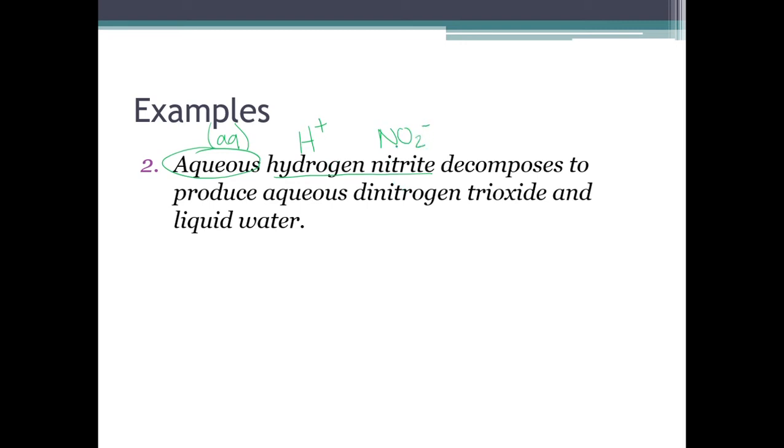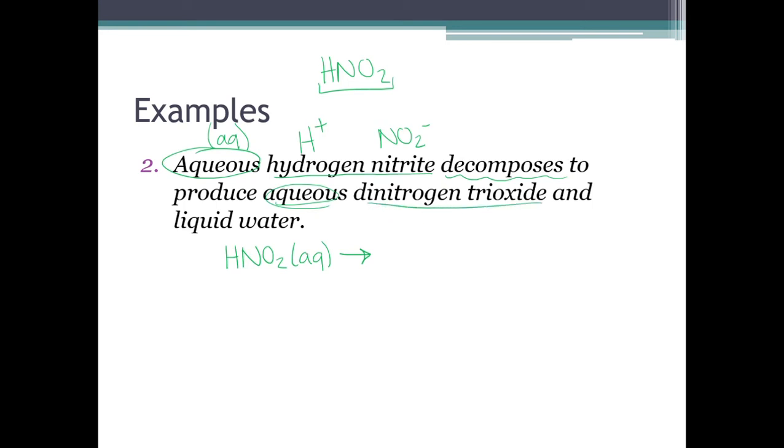So hydrogen nitrite is going to be HNO2. We need 1 hydrogen and 1 nitrite to make their charges cancel. So that's going to be our only reactant because then that's going to decompose. So we start with HNO2 aqueous, decomposes to produce aqueous, again, just that AQ, dinitrogen trioxide.